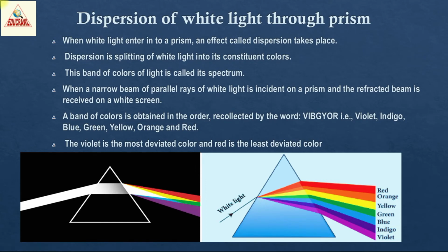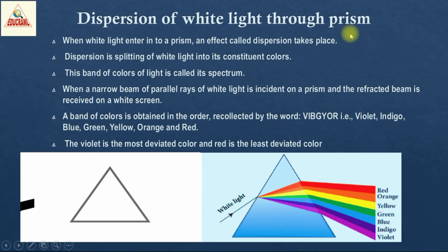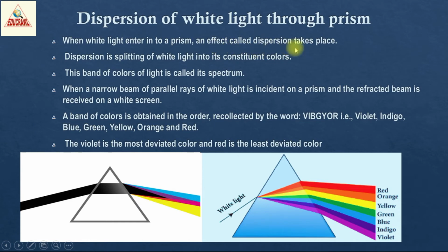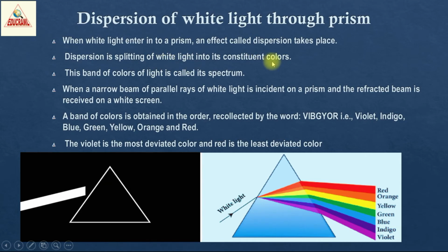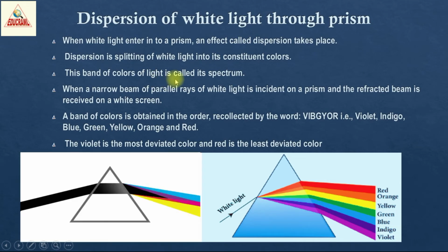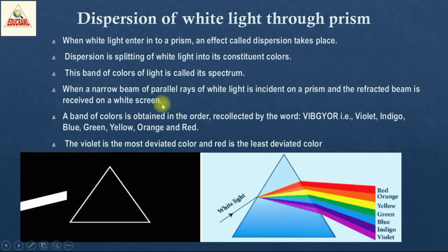Next, we are going to see the phenomenon of dispersion of white light through a prism. When you take white light and pass it through a prism, an important effect called dispersion takes place. Dispersion is nothing but the splitting of white light into its constituent colors. We get a band of colors when the light ray is passed through the prism, and this band of colors is called a spectrum. When a narrow beam of parallel rays of white light is incident on a prism and the refracted beam is received on a white screen, you get a band of colors.